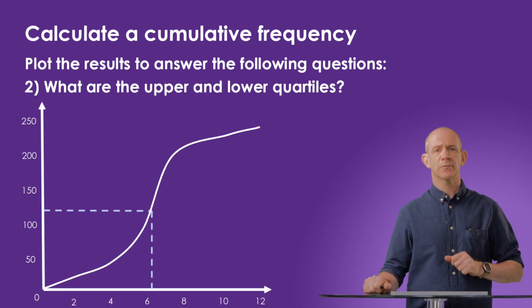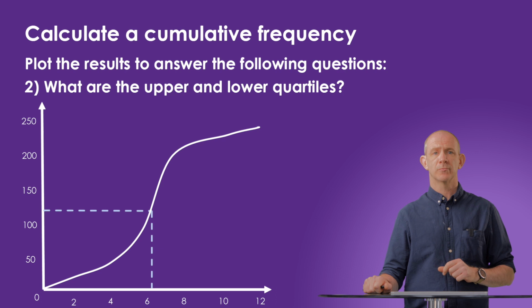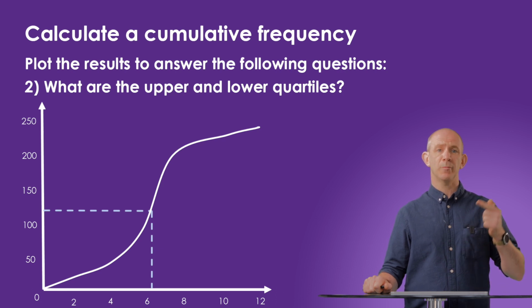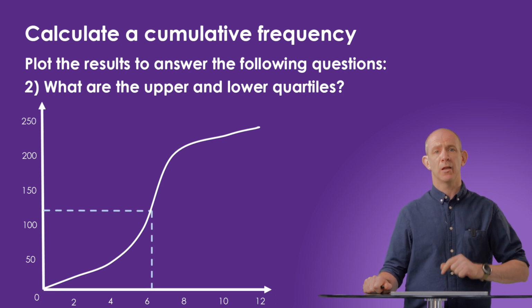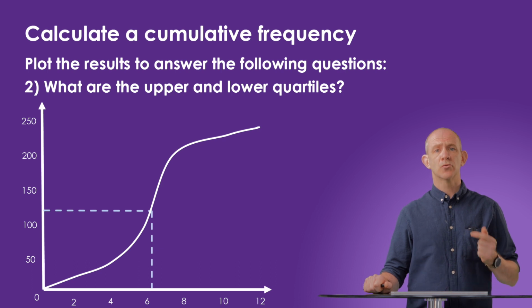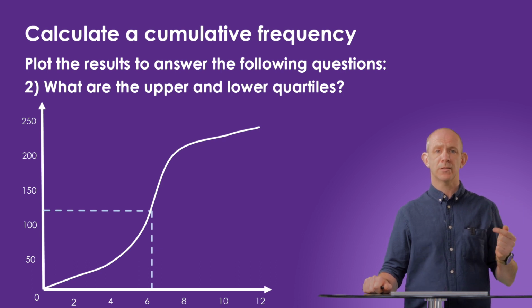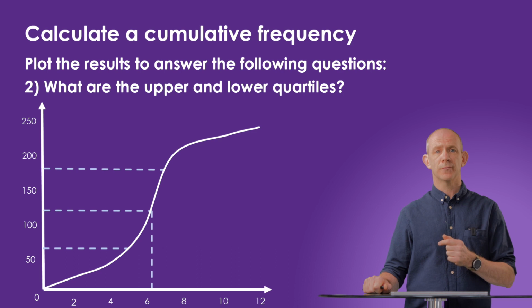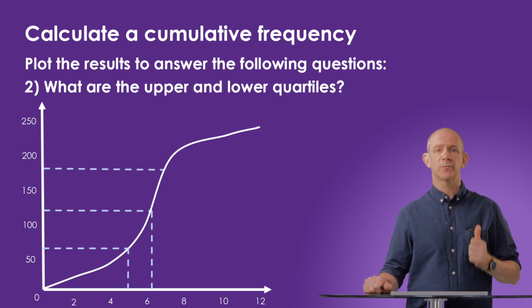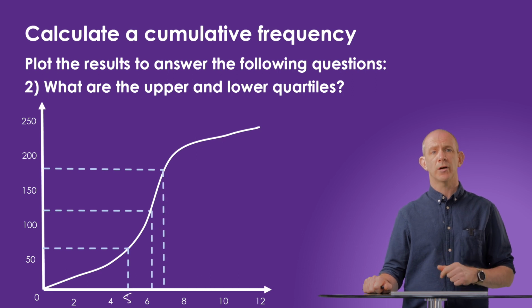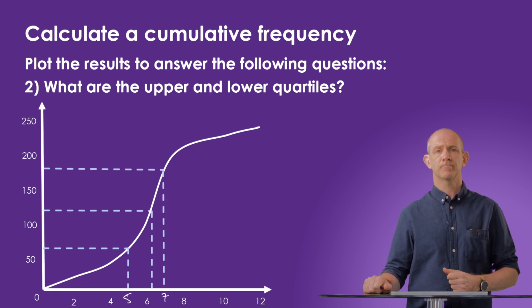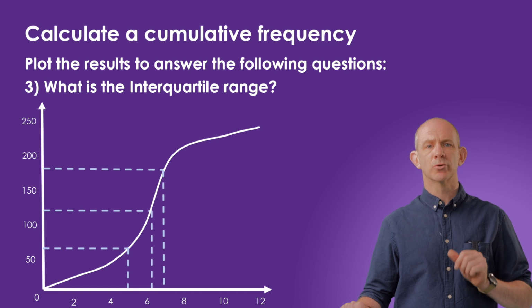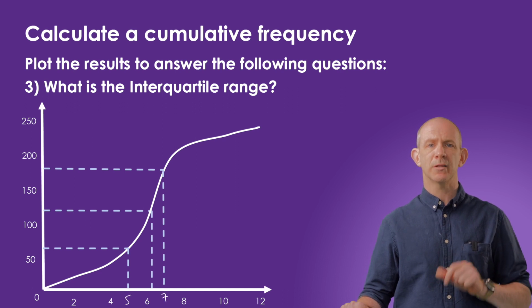Next, we're being asked for the upper and lower quartiles. This is the middle of the data above the median and the middle of the data below the median. So we can draw lines from 180 and 60 across to the graph and then down to discover that the lower quartile is 5 hours of exercise and the upper quartile is 7 hours of exercise. We're now asked for the interquartile range, and it's worth knowing that the distance between these two quartiles would be 2.